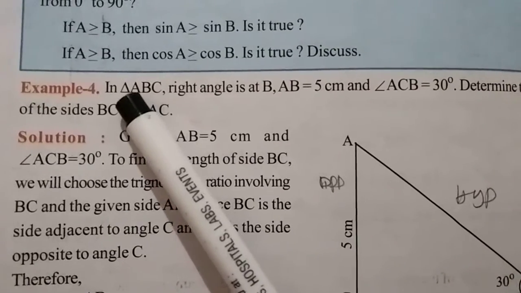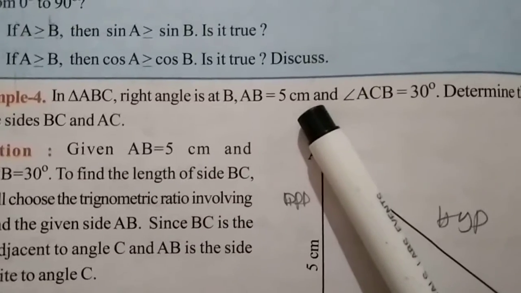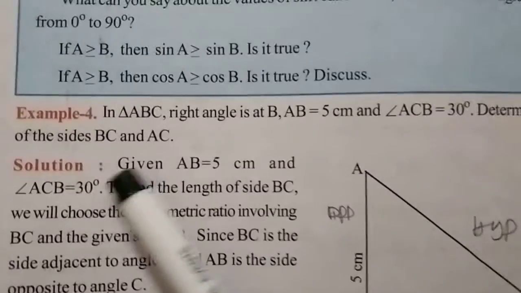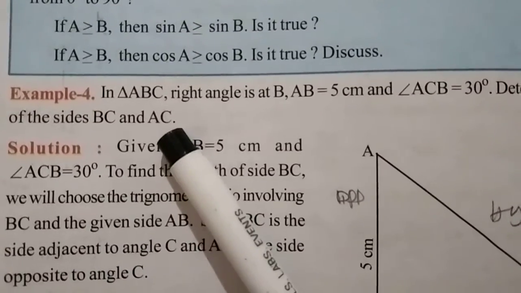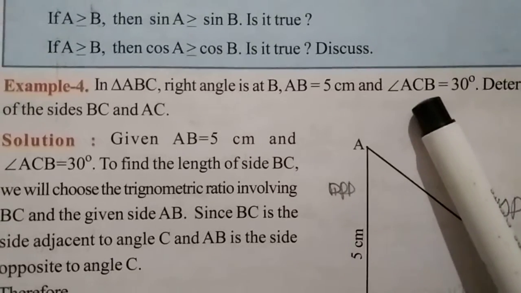Example 4. In triangle ABC, right angle is at B, AB is equal to 5 centimeters and angle ACB is equal to 30 degrees. Determine the length of the sides BC and AC. Here AB is equal to 5 centimeters given, angle ACB is equal to 30 degrees.